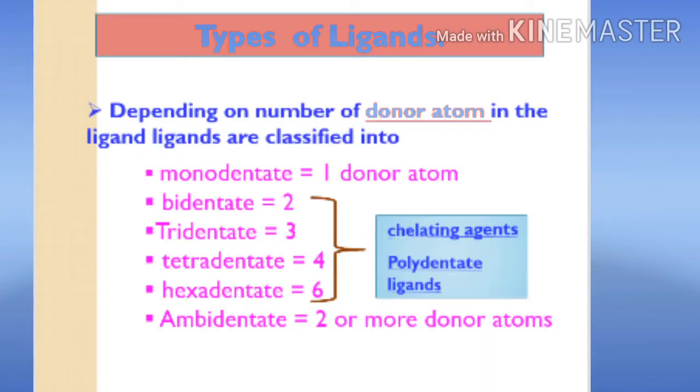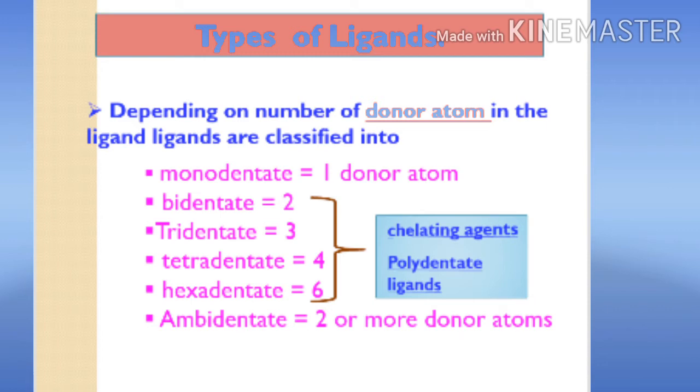In the previous slide, we have seen the definition of ligands. Now, we have to see the types of ligands. Ligands are classified on the basis of the number of donor atoms present in the ligand. They are classified firstly into 2 types, monodentate and polydentate. Dentate means teeth, by which it is attached to the central metal atom or ion. Polydentate ligands are again classified into bidentate, tridentate, tetradentate and hexadentate ligands.